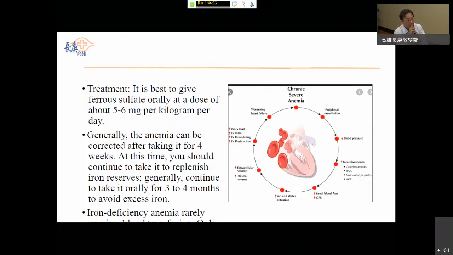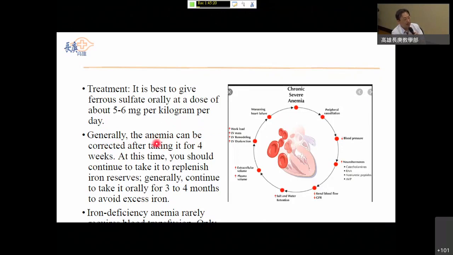And the treatment is very important. Of course, you treat the underlying disease. When you have blood loss, you need to cure the blood loss first. If you have a hookworm infection, you need to kill the hookworm first. Besides that, you also need to give some ferrous sulfate as an oral supplement. Generally, when you give 5 to 6 milligrams per kg per day for 4 weeks, you will correct the anemia.